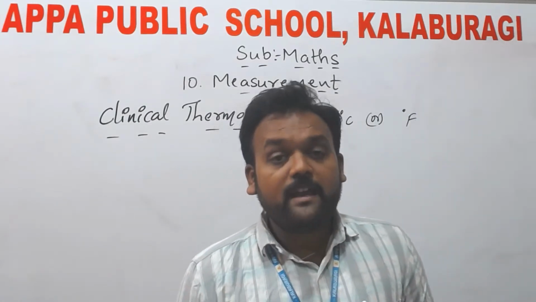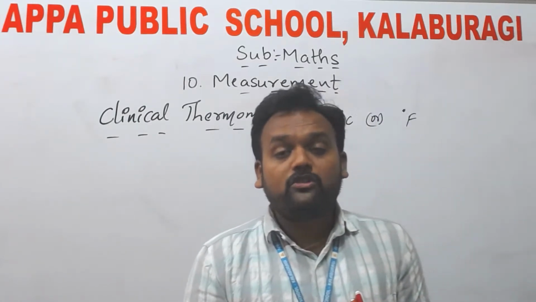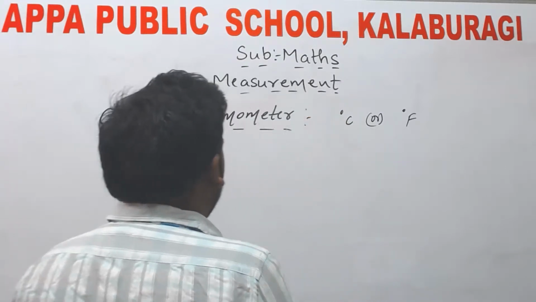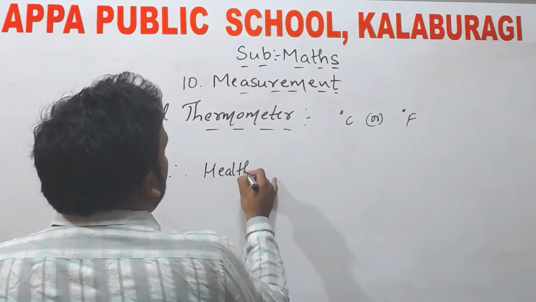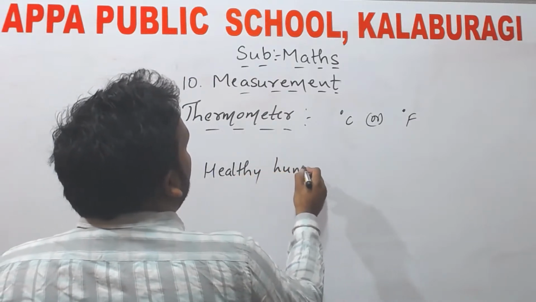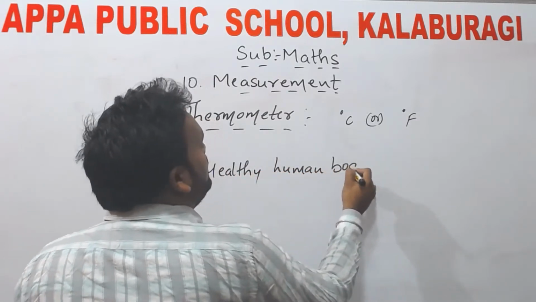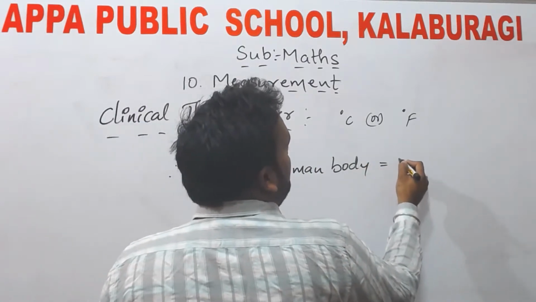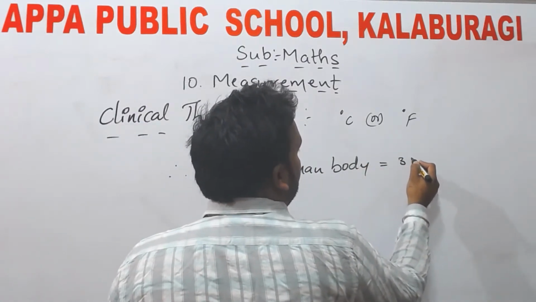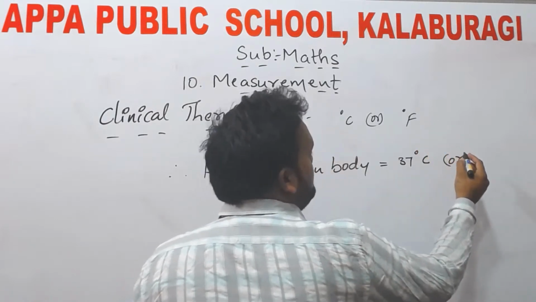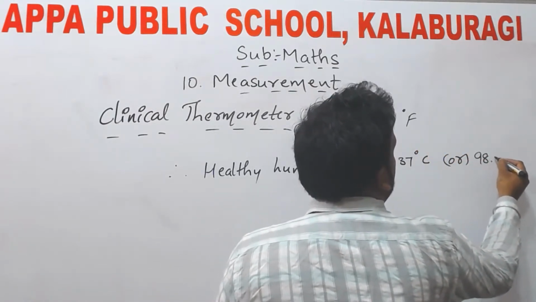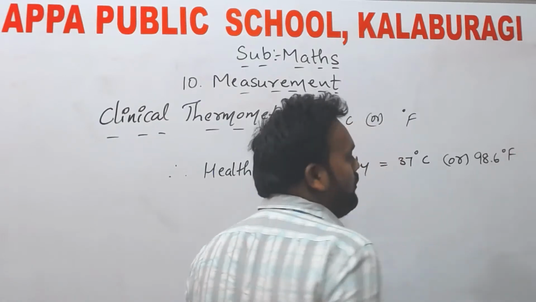Now, the temperature of a healthy human body is approximately, see, the temperature of a healthy human body, it must and should be 37 degrees Celsius, or in Fahrenheit it should be 98.6 degrees Fahrenheit.